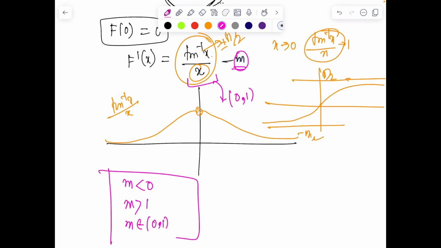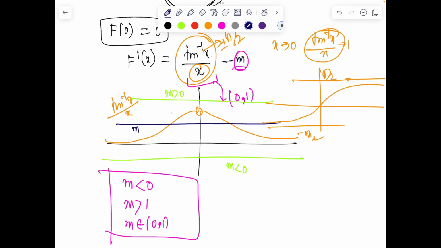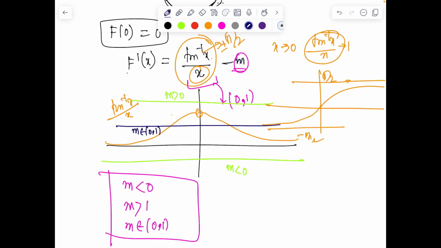So let's take three cases: when m is less than 0, when m is more than 1, and when m belongs to 0 to 1. Right? Now for m less than 0, we'll have m as this line, for any value of m more than 0, and let's say this is a value of m belonging to 0 to 1. So under these three conditions, I am going to analyze f dash x.